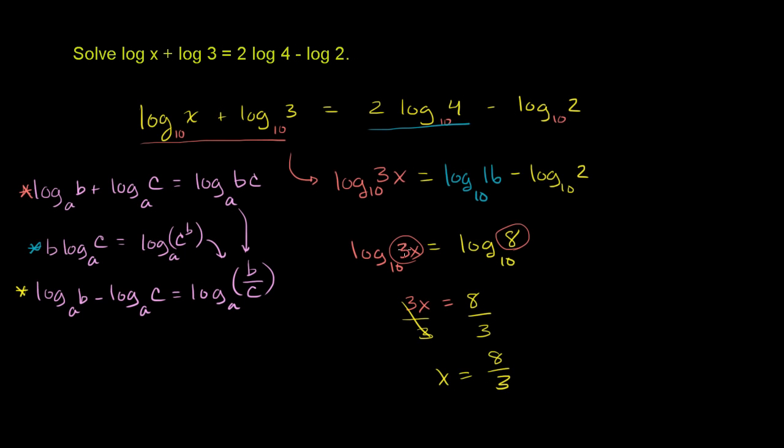One other way you could have thought about this is, let's take 10 to this power on both sides. So you could say 10 to this power, and then 10 to this power over here. If I raise 10 to the power that I need to raise 10 to get the 3x, well, I'm just going to get 3x. If I raise 10 to the power that I need to raise 10 to get 8, I'm just going to get 8. So once again, you get 3x is equal to 8, and then you can simplify. You get x is equal to 8/3.